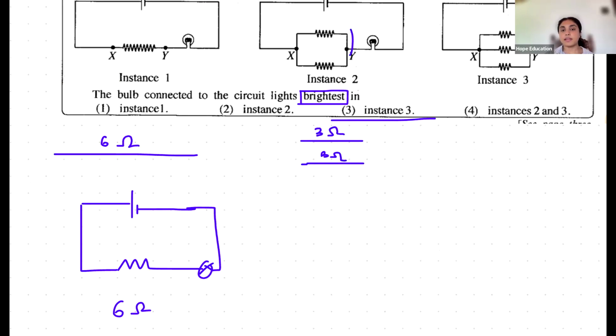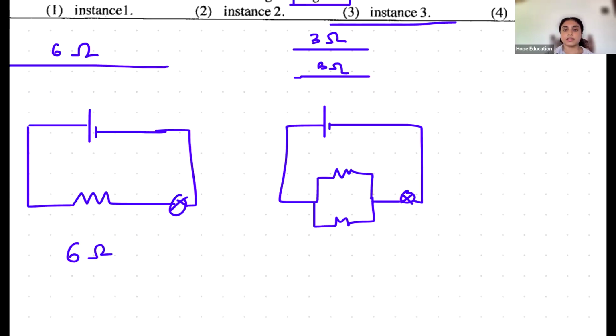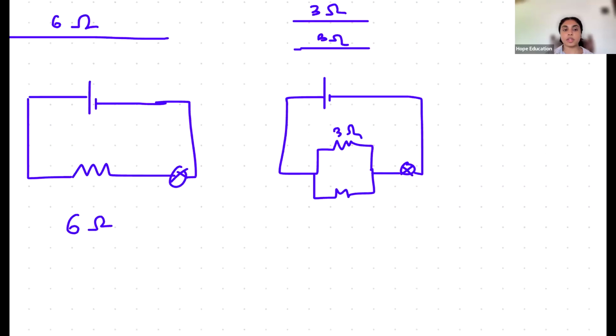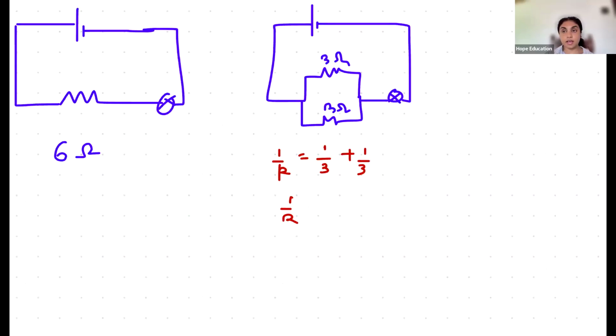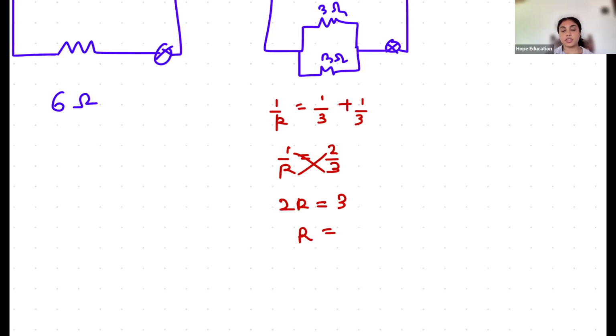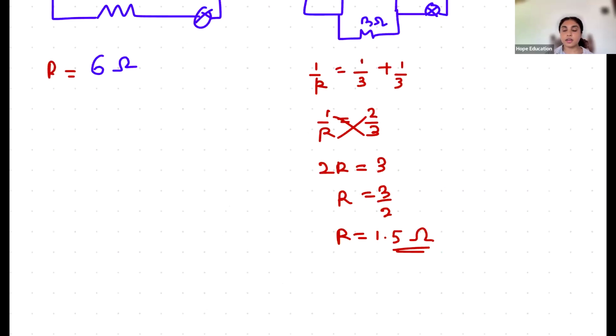And now I connect them in parallel like this. One is 3 ohm. The other one is also 3 ohm. Here we have to calculate the equivalent resistance. 1 over R equals 1 over 3 plus 1 over 3. Common denominator, so 1 plus 1 is 2 over 3. Cross multiplication, 2R equals 1 times 3, which is 3. R equals 3 divided by 2. Therefore, R equals 1.5 ohm. Here the resistance is 6 ohm, and here the resistance is 1.5 ohm. The resistance is much lower.